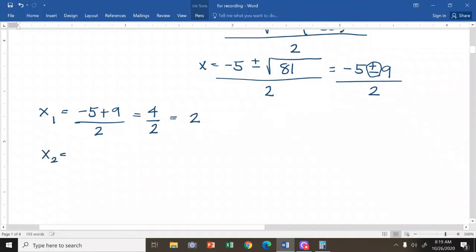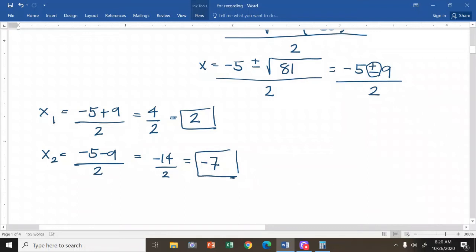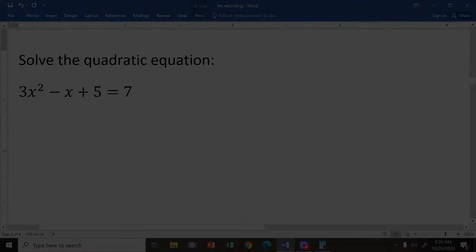Yung pangalawang value ng x naman natin, tawagin natin siyang x sub 2. This is negative 5 minus 9 over 2. So, negative 5 plus negative 9 is negative 14 over 2. Negative 14 over 2 is negative 7. Therefore, meron tayong dalawang values ng x. Pwede siyang positive 2 or pwede rin siyang negative 7. Dalawa yung solution sa ating quadratic equation.